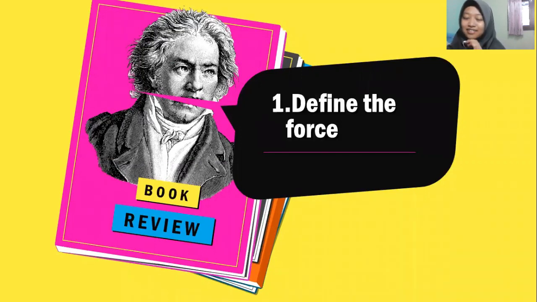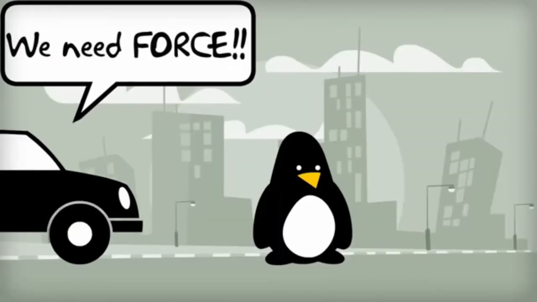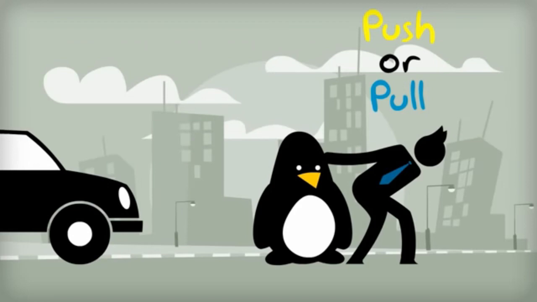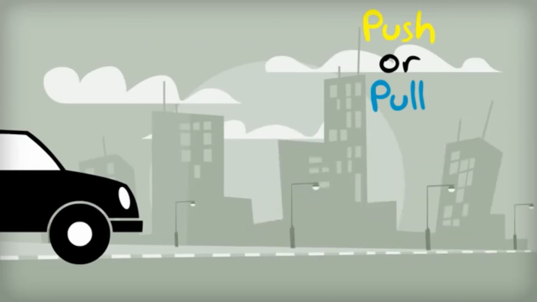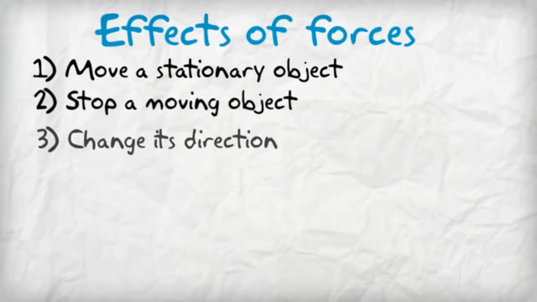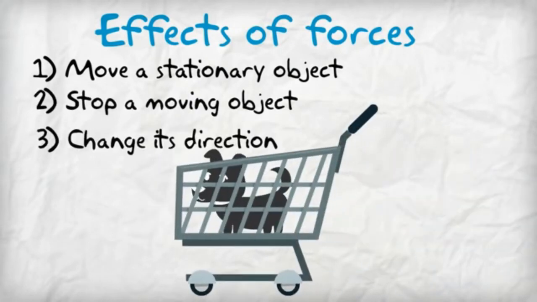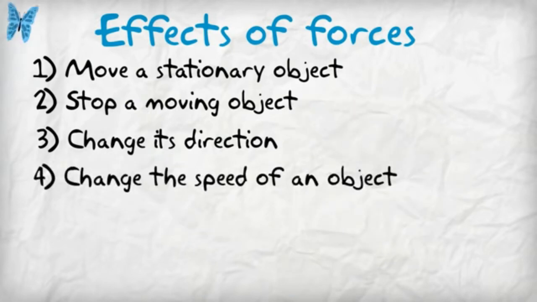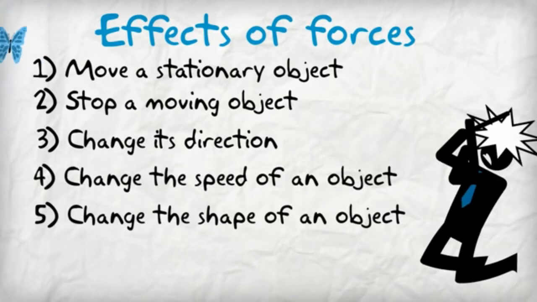First, we are going to learn about defining force. Have you ever pulled or pushed a door, or pulled a garden hose? A force is a push or pull. We cannot see a force, but we can see the effect of the force. The force can move a stationary object, stop a moving object, or change its direction. Force can also change the speed of an object, and it can change the shape of an object.